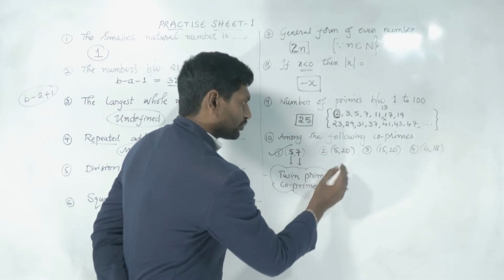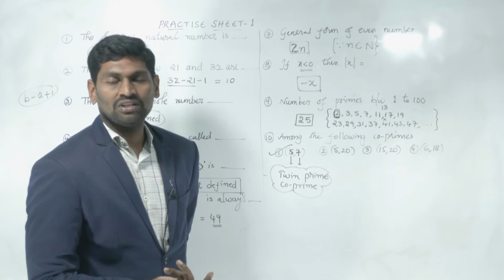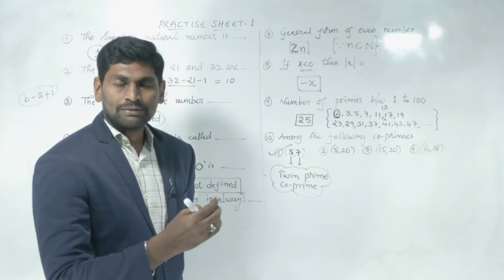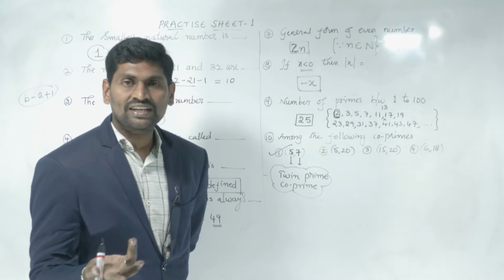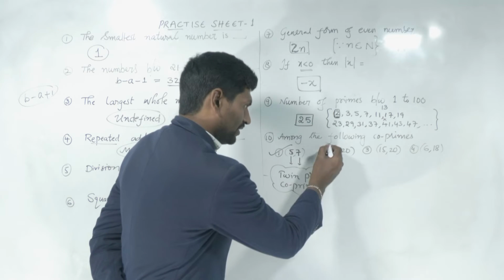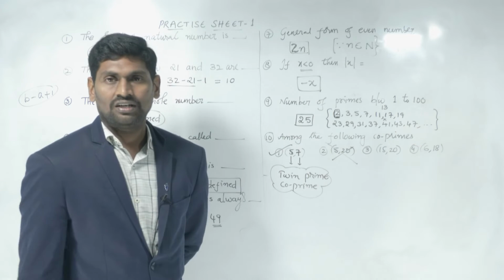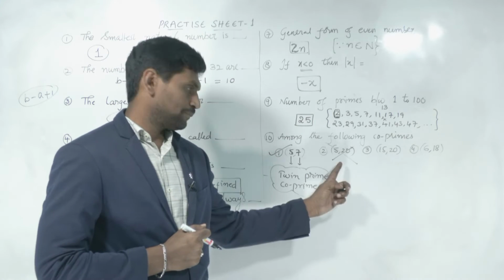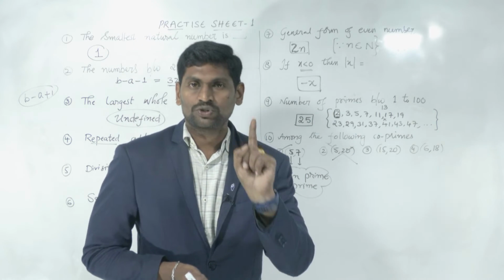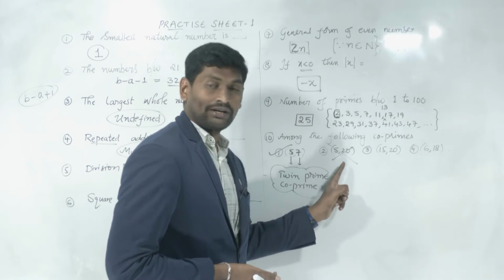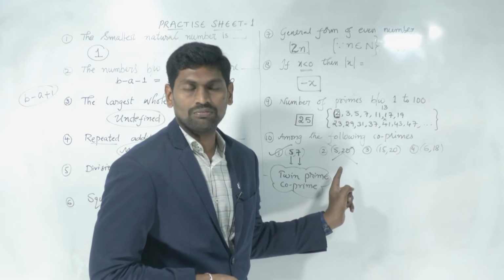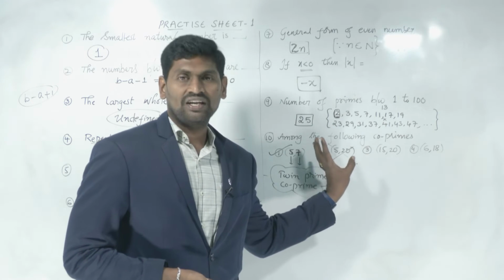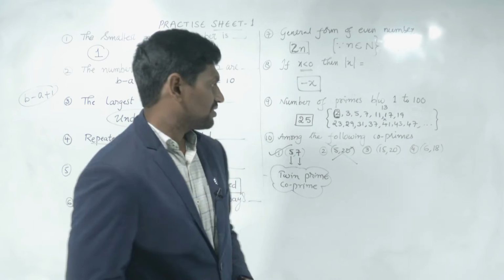Now this one, 5, 20. Both will come in 5 table. That means both will come in 5 table, so 5 is the common factor. So that means they are not co-primes. Am I right? I said only one should be the common factor. Here 5 also is coming as a common factor. Now these two are not a pair of co-primes.